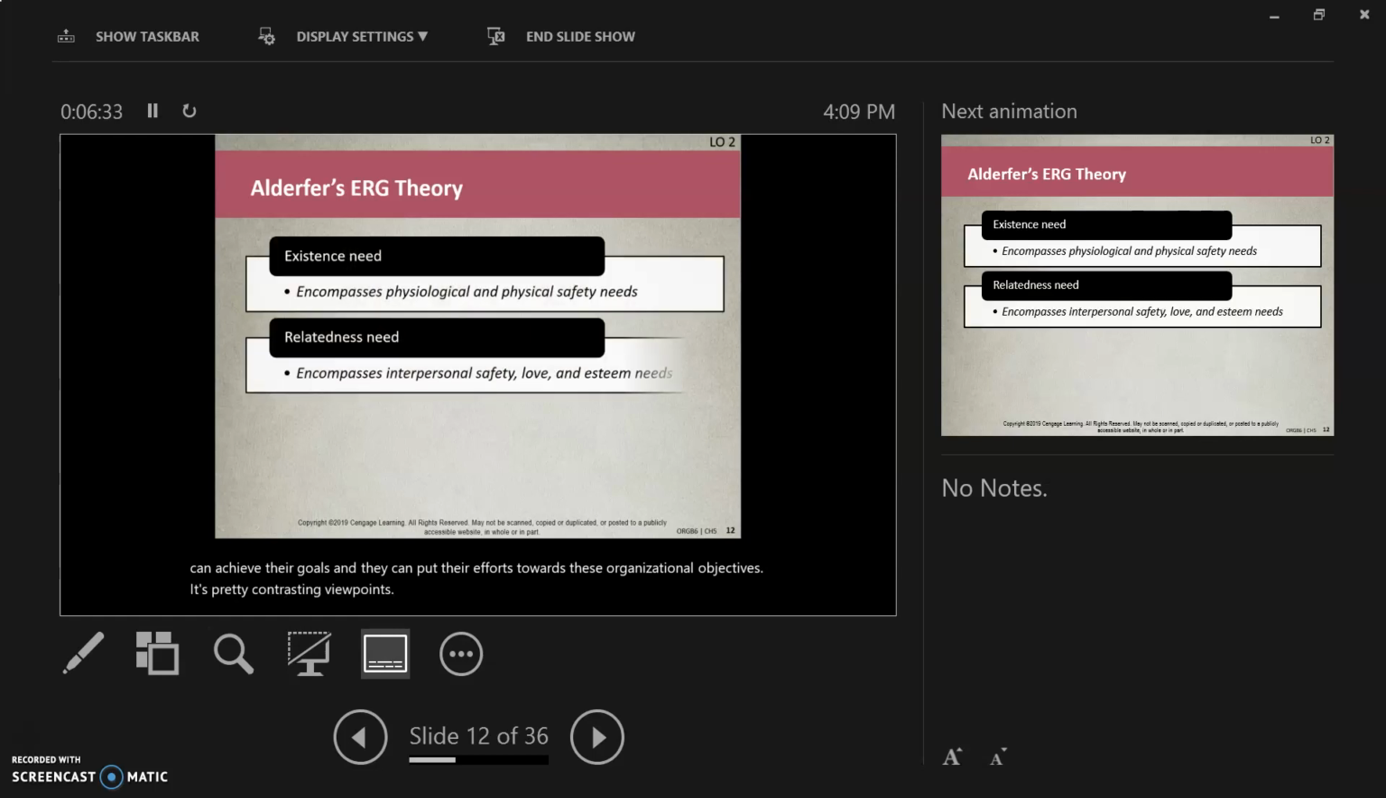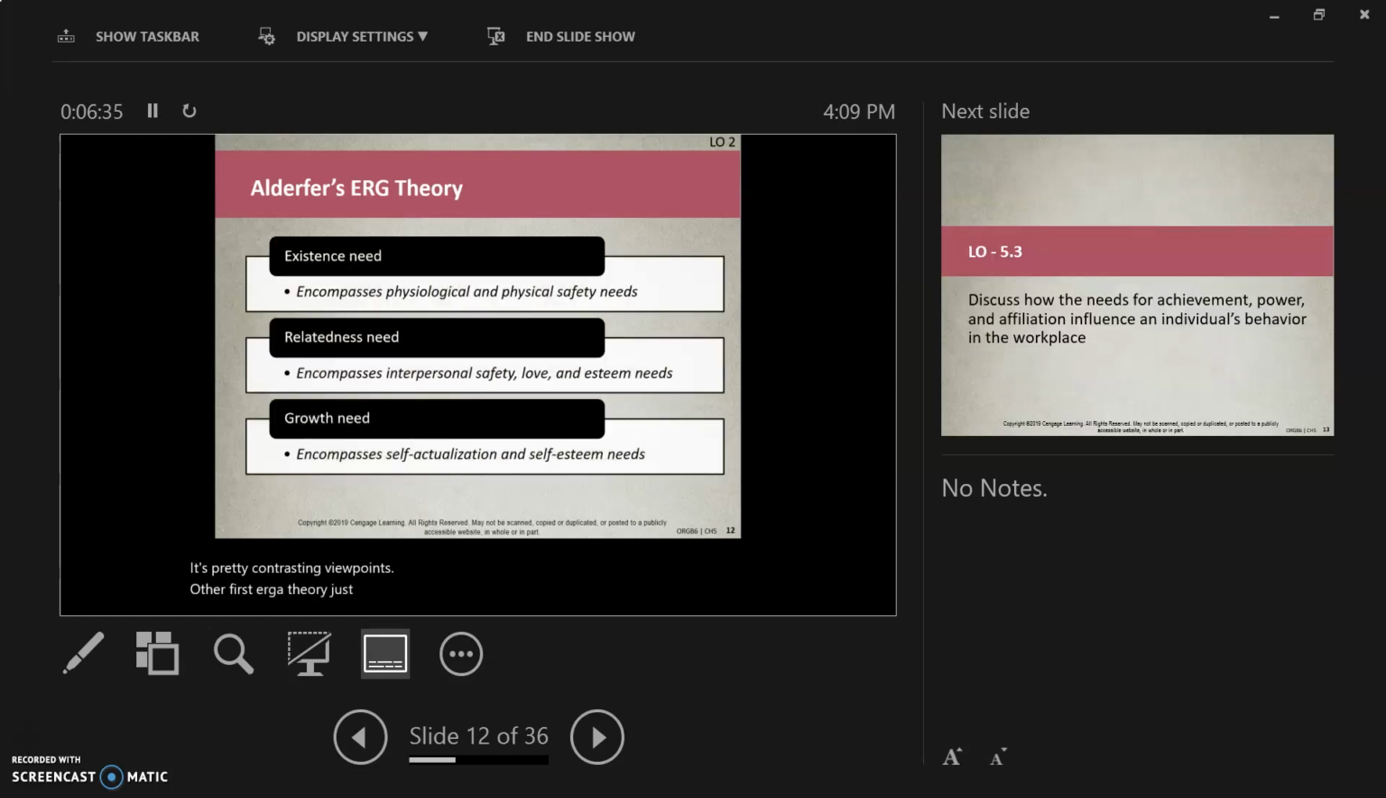Alderfer's ERG theory just basically says that we have existence needs, relatedness needs, and growth needs. And it's really similar to Maslow's in that the existence needs are our physiological and our physical safety. Our relatedness is our interpersonal safety, love, and esteem, and then growth encompasses that self-actualization piece.